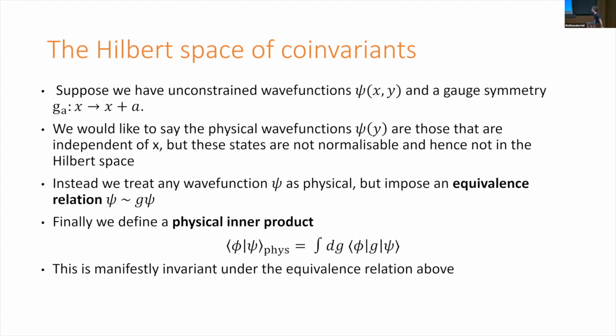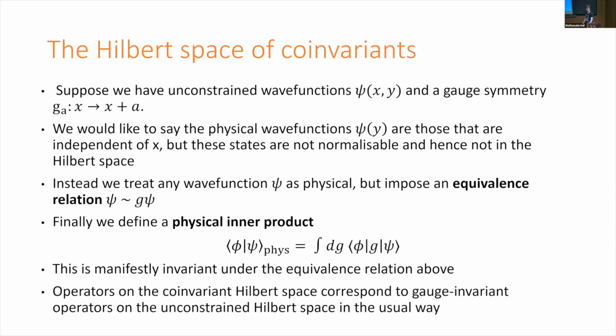Yes. In general, if I translate phi, a normalizable wave function, by some very large amount, then the inner product between them will get very small. That makes the integral converge, even though it's naively non-convergent. That's the point of this procedure. What I should say, the nice thing is the operators on this covariant Hilbert space are just the usual gauge invariant operators on the unconstrained Hilbert space. So for states, we have to do this weird procedure. For operators, then everything is straightforward.